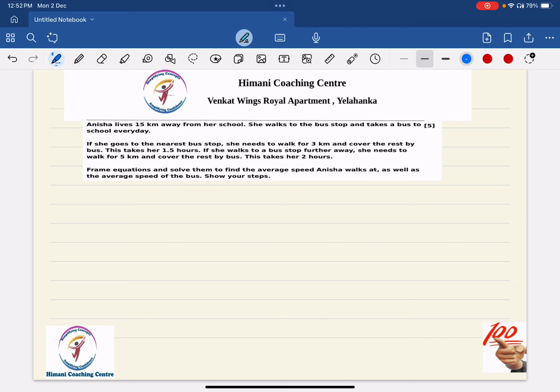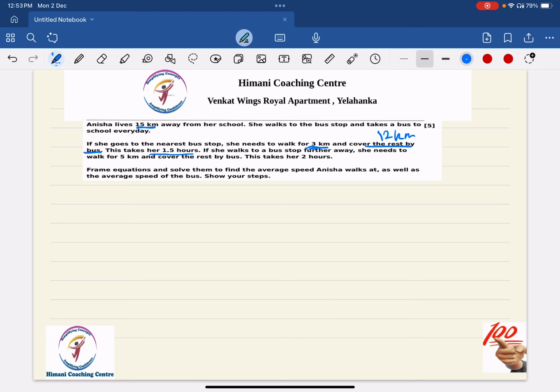It says Anisha lives 15 km away from her school. She walks to the bus stop and takes a bus to school every day. If she goes to the nearest bus stop, she needs to walk for 3 km and cover the rest by bus. That means if in total she is covering 15 km, out of that 3 km she walks, then 12 km she has covered by bus. And all of this takes 1.5 hours.